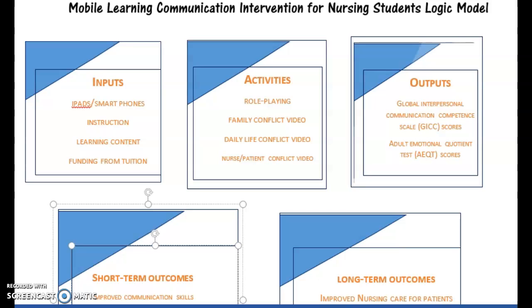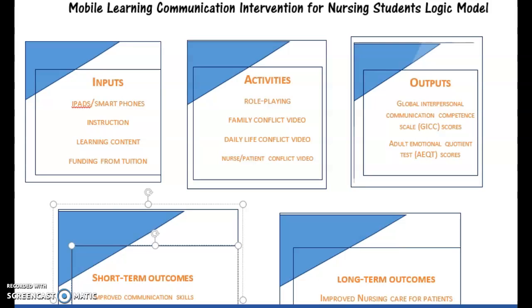I am possibly interested in trying to duplicate some of this research here at the College of Nursing, possibly in the communications course here. So in looking at my logic model, there's the inputs, and in the research project, students all had smartphones. Here at the College of Nursing, everybody has been given iPads with the video clips feature. So other inputs, you would have to have their communication instruction, learning content, video instruction, and funding to pay for it all from student tuition.